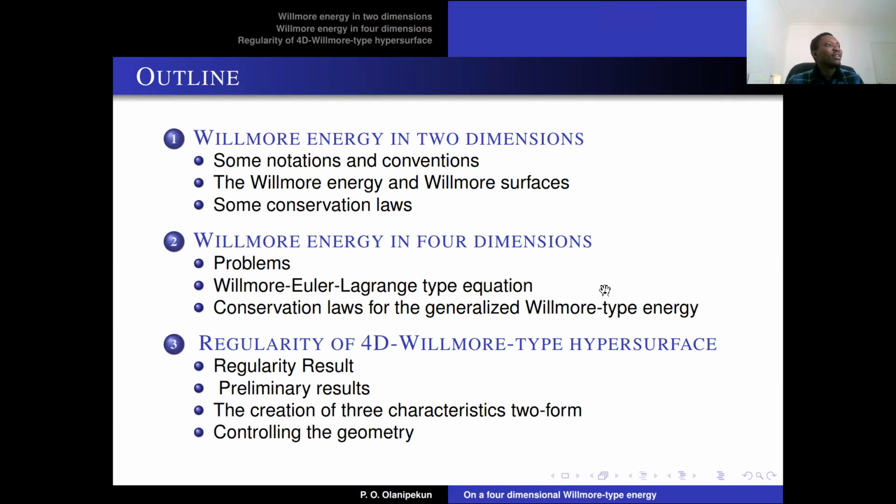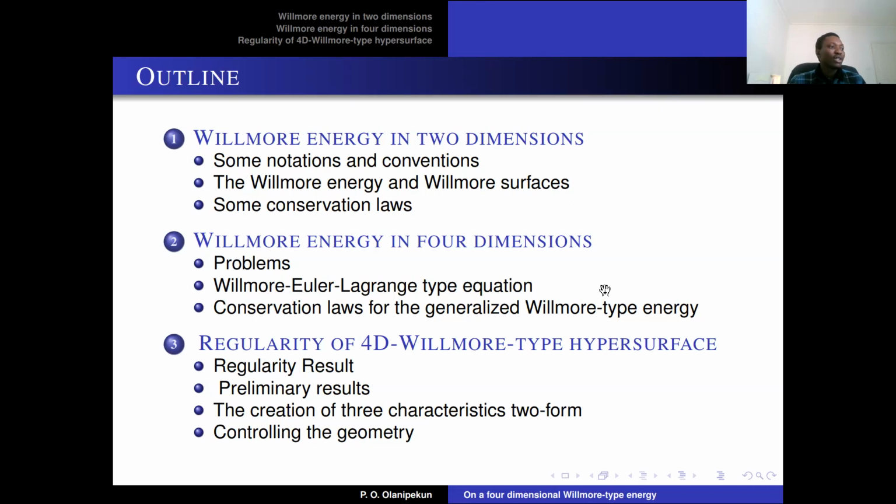First, I'll look at Willmore energy in 2 dimensions. That's well known. We'll talk about some of the notations and conventions that we adopt in this talk. And then I'll talk a bit about the Willmore energy itself and its critical points called the Willmore surfaces. And then I'll present some conservation laws. And after that, we'll move to Willmore energy in 4 dimensions and we'll talk about the problems that we find interesting in this particular research.